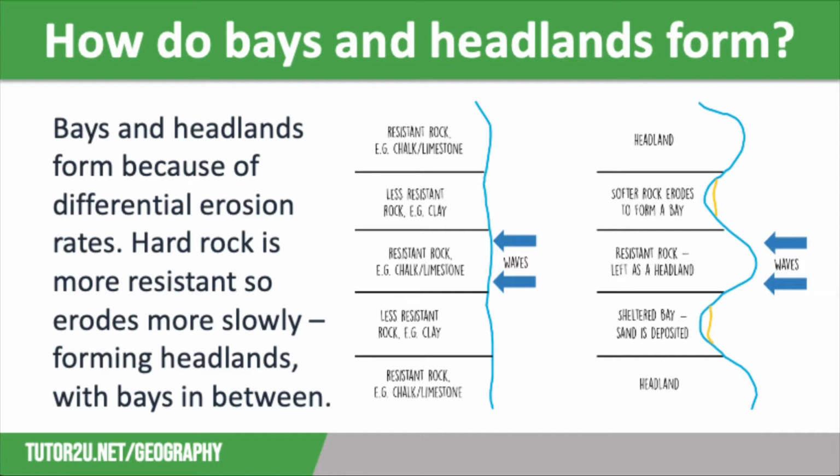The bays are sheltered with calm, shallow water. This low energy means that deposition occurs, building up sandy beaches in the bay. Whereas the headlands are left exposed and start to experience more erosion because of wave refraction, meaning that as the waves approach the coastline, they begin to take on the shape of the coastline.